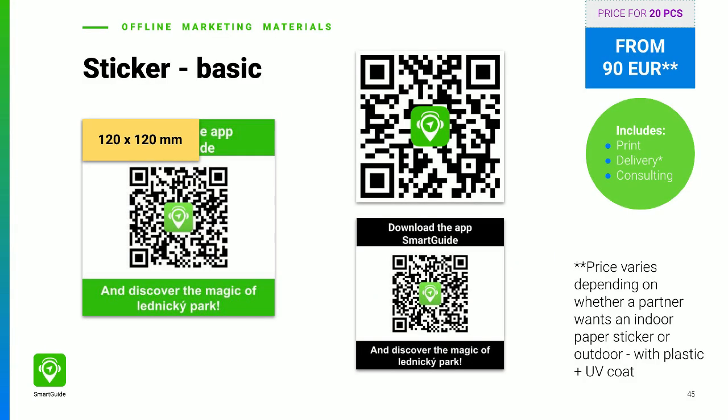Another collateral we'd like to recommend is a sticker. These small stickers are suitable for marking points of interest at exhibitions or attractions. The price for them will vary depending on whether or not a UV coat or plastic cover on stickers is needed. Usually, the stickers that are placed outdoors require extra protection layers, which affects the price.